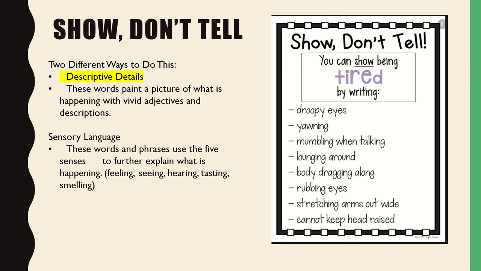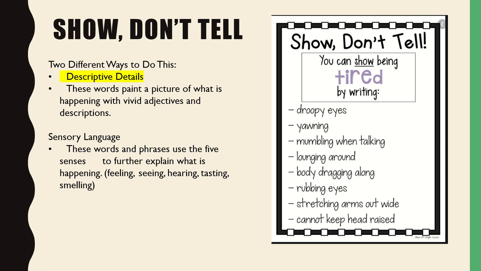Okay, so two different ways to show and not tell. First, descriptive details. These are the words that are painting that picture. When you read the text, you're getting the picture in your mind about what is happening, and that's because of the vivid adjectives and descriptions that you're giving. And then the sensory language, these are words and phrases that use the five senses to further explain what is happening.